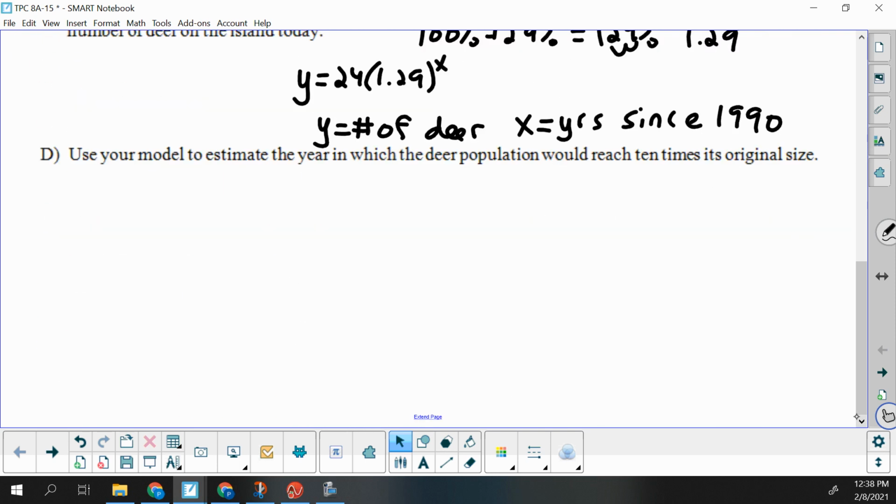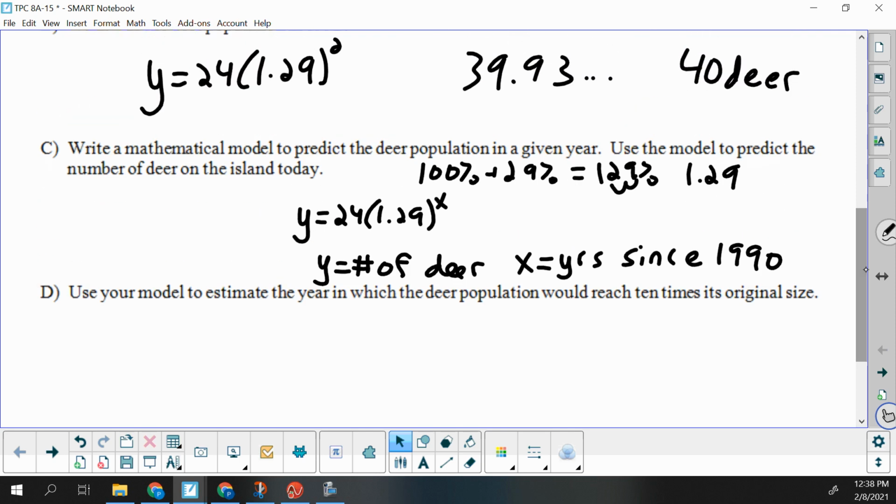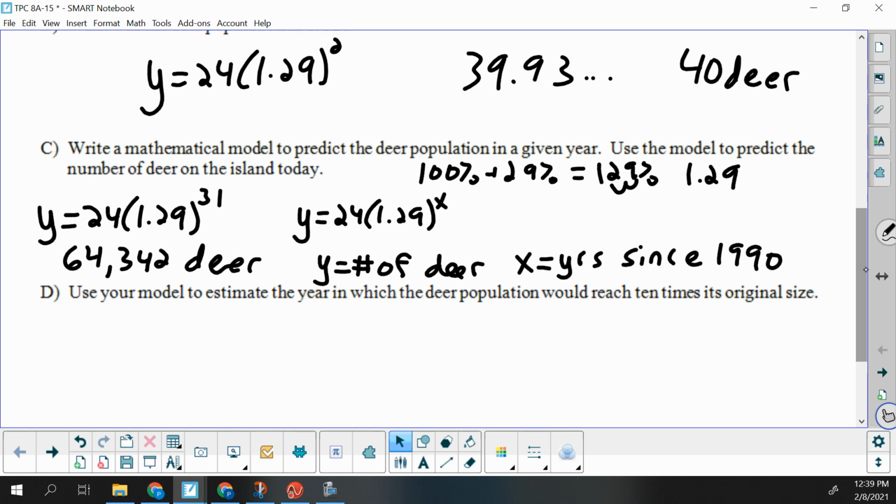And the last one, use your model to figure out, oops, I forgot in part C actually, it also asked to predict the number of deer on the island today. So now we are in 2021, we are 31 years after 1990. So that's y equals 24 times 1.29 to the 31st. When we do that, to the nearest deer, we get 64,342 deer, which is a lot of deer.